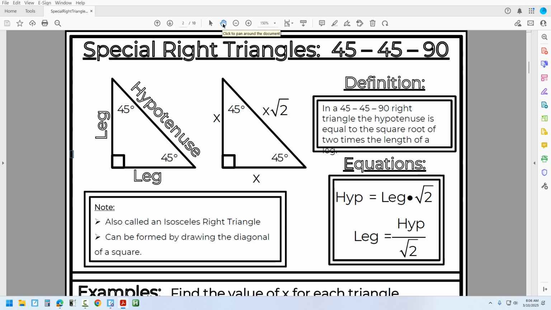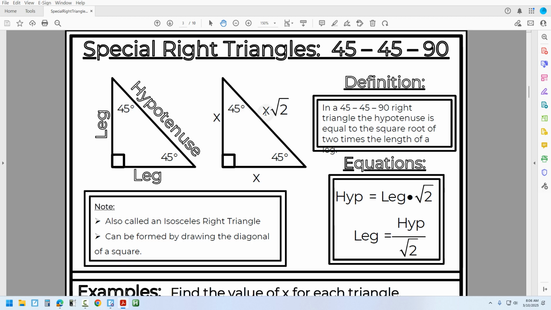What's really going to be important is the stuff over on the right: the diagram, and where it says definition and equations. We're going to use what's in the box for equations to do pretty much every problem. On the diagram of the 45-45-90, you have three blanks. Fill in an X for the one on the left, an X for the one on the bottom, and an x square root 2 for the hypotenuse. That diagram is going to help us solve the triangle. Solve means to figure out the length of all the sides.